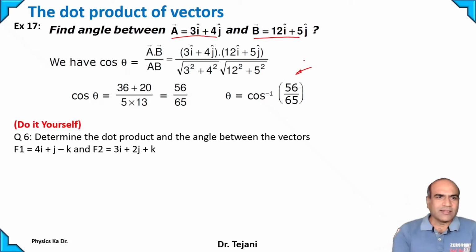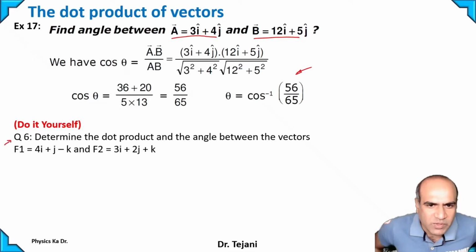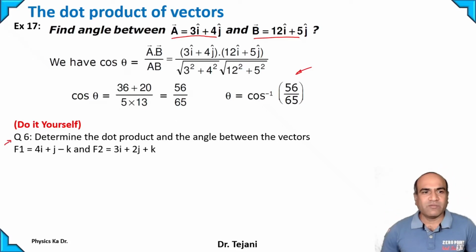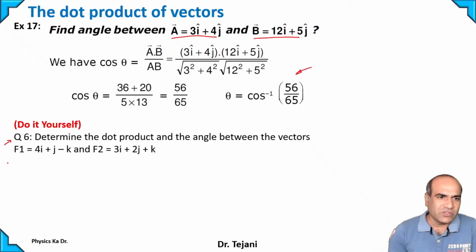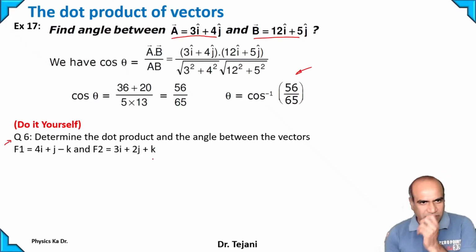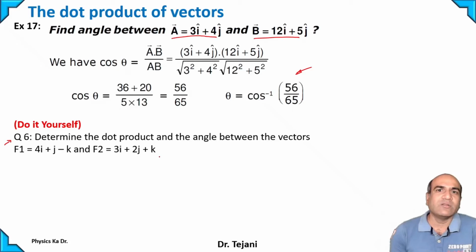And this question number 6, determine the dot product and the angle between the vectors. Two vectors are given. This becomes your homework problem. So pause the video, and I suggest that you solve these 4 examples now.